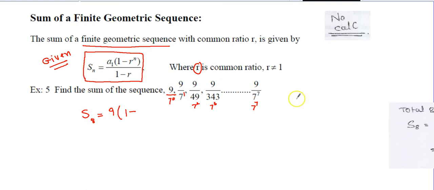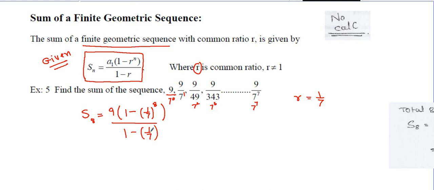1 minus, what is r? r is, you can say, each time you are dividing by 7. In other words, you are multiplying by 1/7. To the n is 8, over 1 minus 1/7.